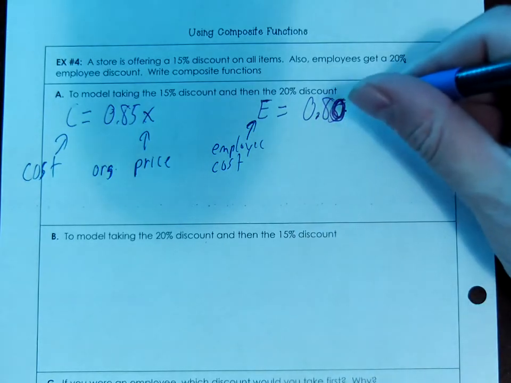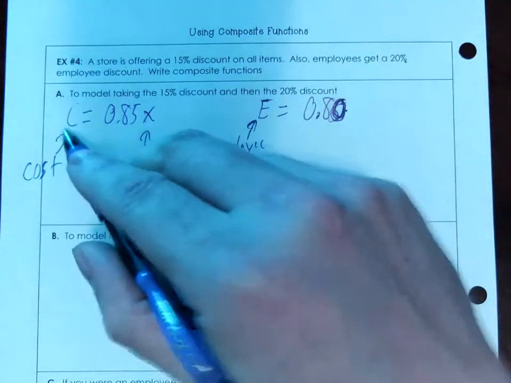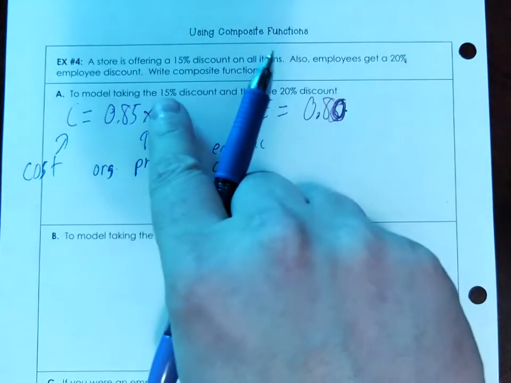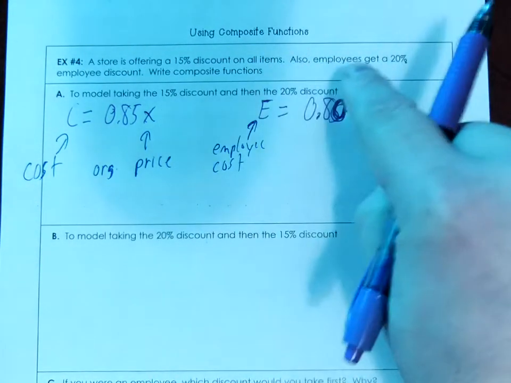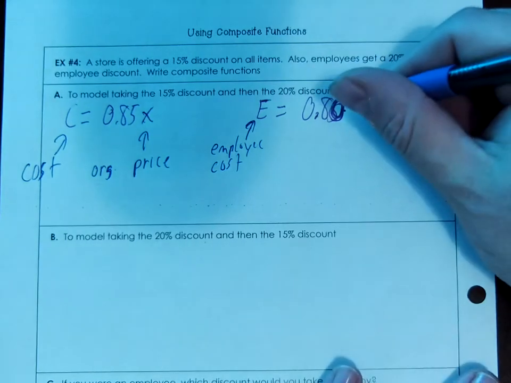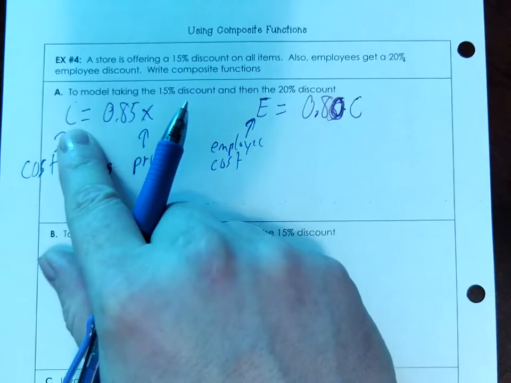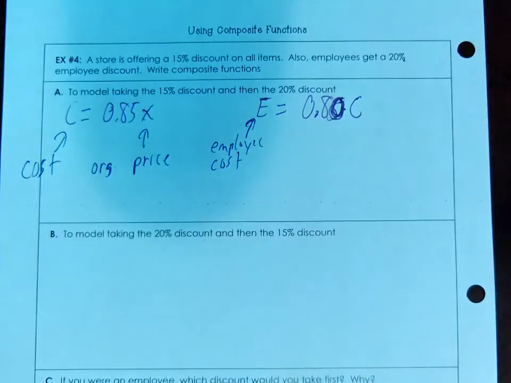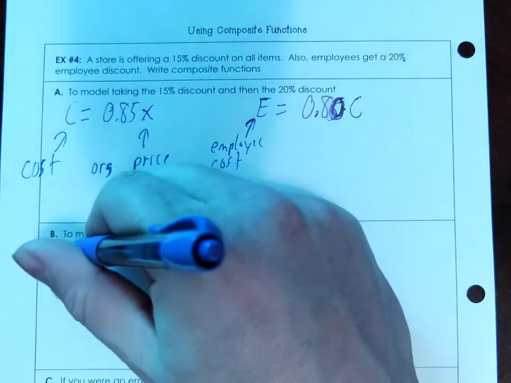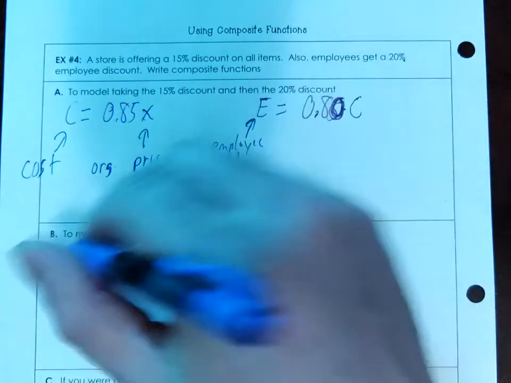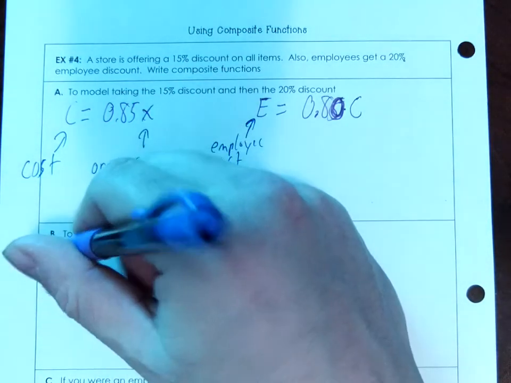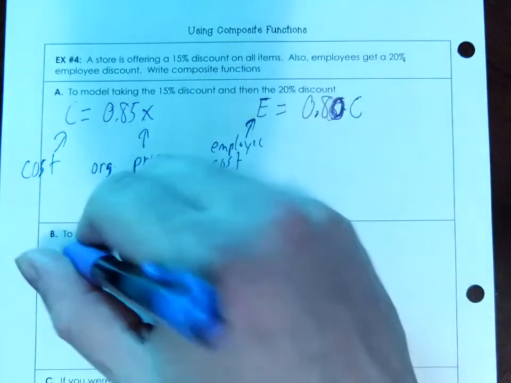Now the variable I should use here should be the variable C, because we're going to take the 15% off first and then the 20% off. So I'm going to use a C here, not an x, or whatever variable I decided to use here. So this is my model. And the other model here, if I want to use the same variables, if you want to take the 20% off and then the 15% off, we would say, well, the employee's cost, actually I should probably do this the same way.